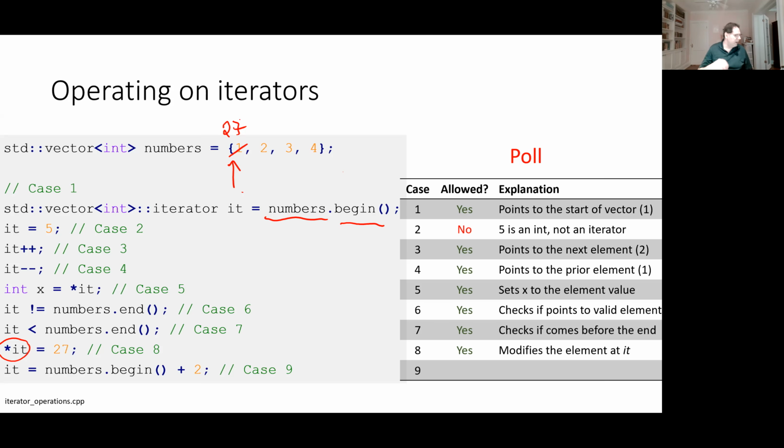Okay, the last one. Iterator equals numbers.begin plus 2. And 87% of you thought that that would compile, and that's right. It basically says skip over 2 elements. So the iterator was pointing at index 0. It's now going to point to the number 3, which is at index 2. So most of these compile.